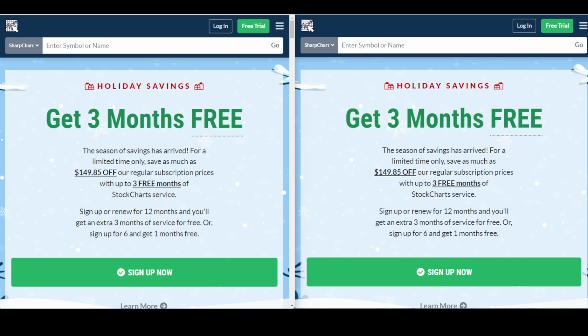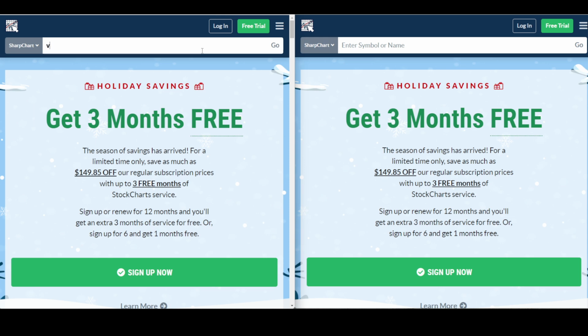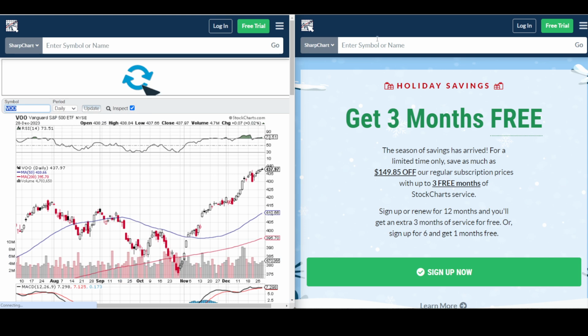In this video, I just wanted to go over how I use stockcharts.com to decide whether or not to buy a stock, see how a stock is trending, or when to sell a stock. So I've got two screens here. They both are the home page for stockcharts.com. Right here under this sharp chart I'm going to put in the symbol VOO. I like to use the Vanguard S&P 500 ETF.